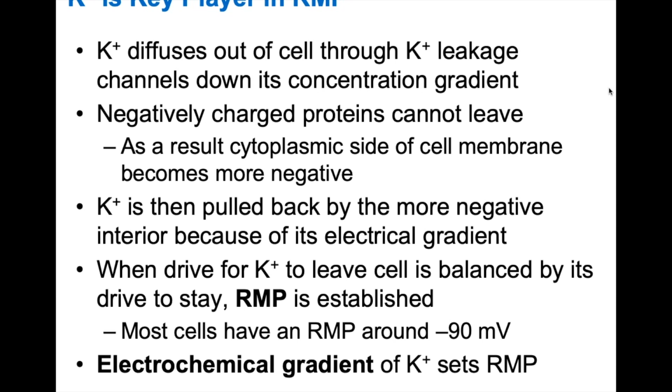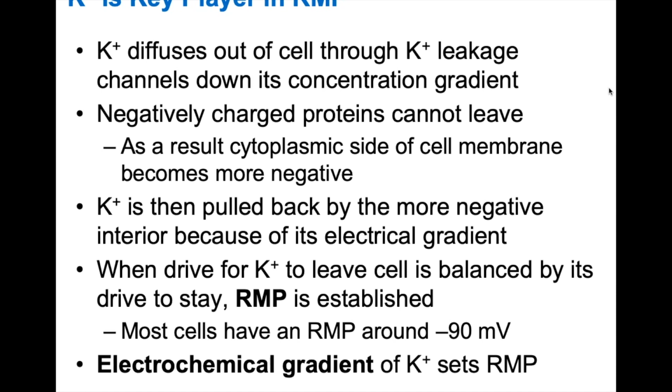So our potassium is then pulled back in by the more negative interior because of its electrical gradient, opposites attract, right? You have your positive charges being pulled back towards the negative side, which is now the cytoplasmic side because we flushed all of our positive charges out. Okay, so that's going back through the electrical gradient because our opposite charges are attracted to each other. So this is when we have the drive for potassium to leave the cell. It's balanced by its drive to stay. So our resting membrane potential is established here.